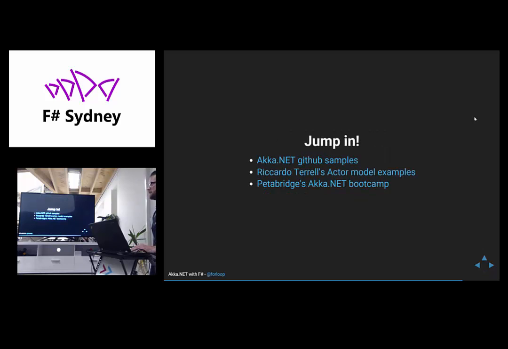If you're interested in jumping in, go and have a look at the Akka.NET GitHub samples. They've got an example of Akka clustering on there to build a distributed web crawler, which is really interesting. Ricardo Terrell has a GitHub repository of tons and tons of examples of Akka and also mailbox processor from F#, basically agent-based programming. So I recommend having a look at that as well, examples of generating the Mandelbrot set and other interesting things.